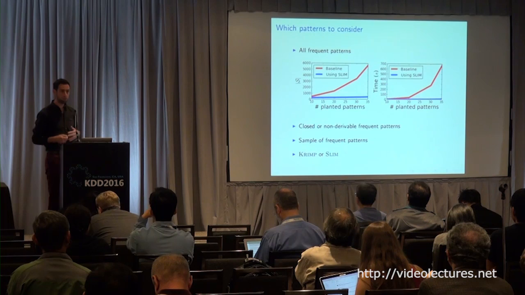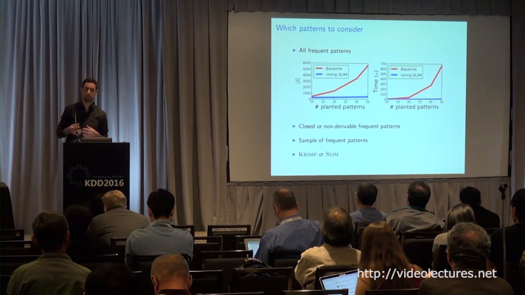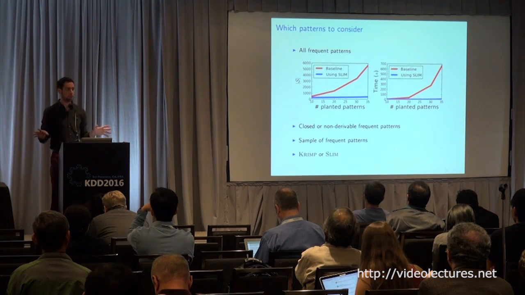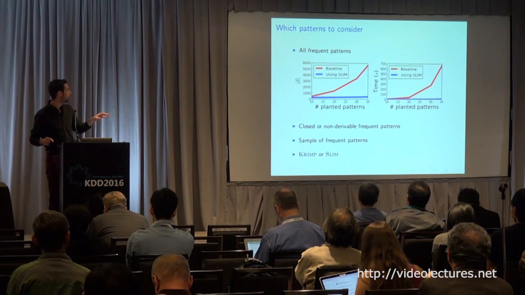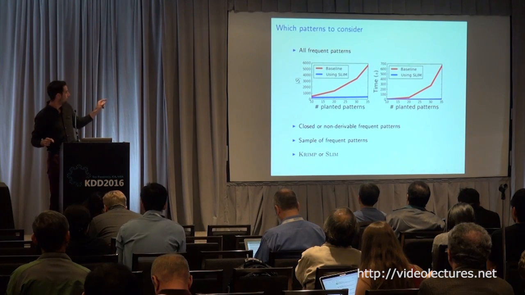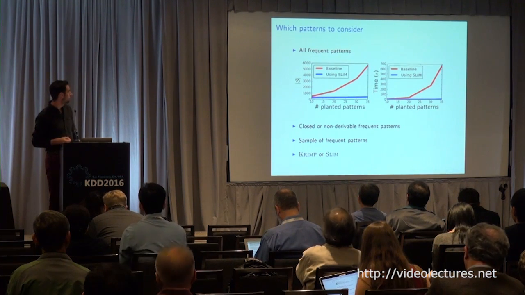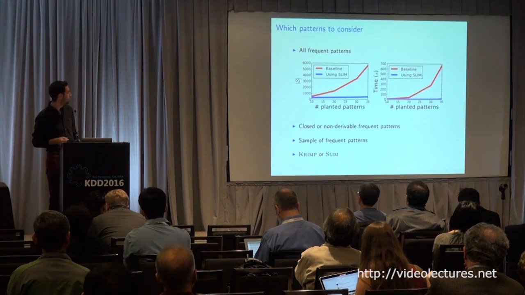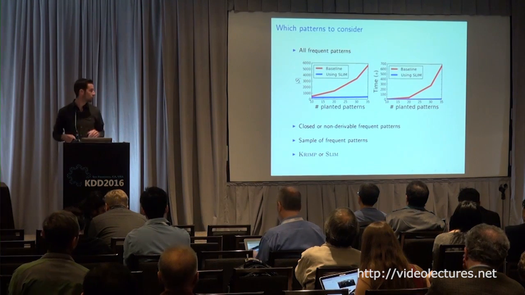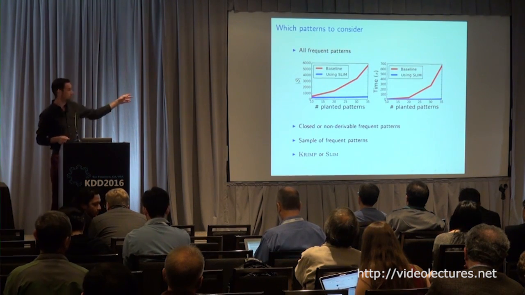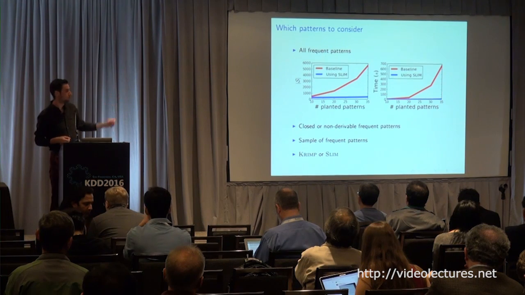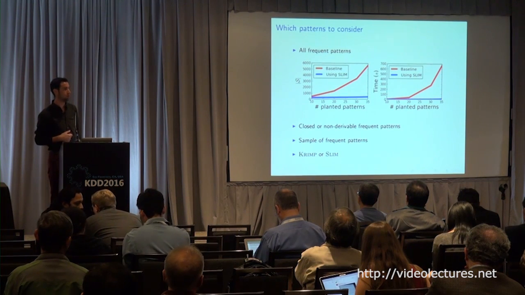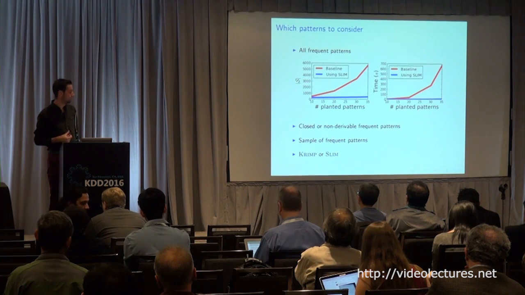As you see, I created some synthetic data sets, just random data, and I planted some patterns in there. And you see, if the number of planted patterns grows, this pattern set S, if you consider all frequent patterns, that's the red line, the baseline, quickly grows. And also the time to compute the scores for your transactions quickly grows.